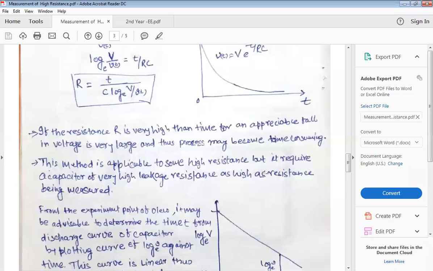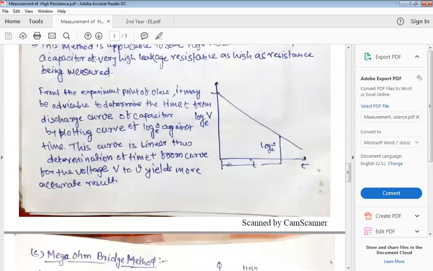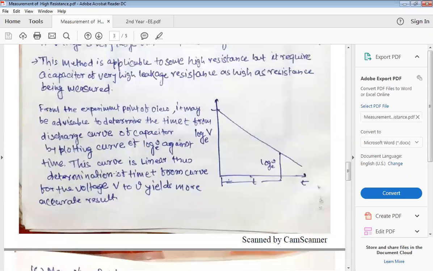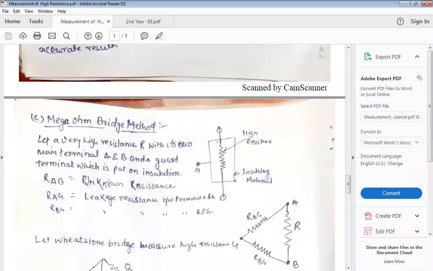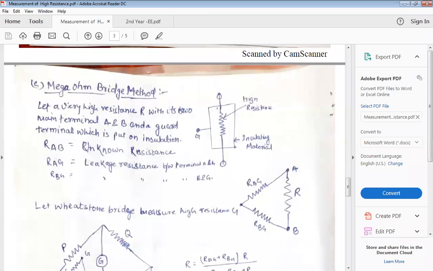But it requires a capacitor of very high leakage resistance, as high as the resistance to be measured. So in this method, this is the voltage V versus time graph, and you can measure resistance using the loss of charge method.